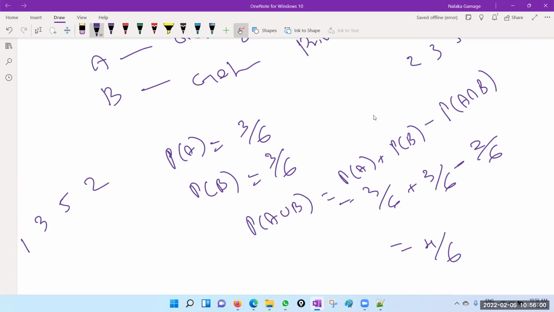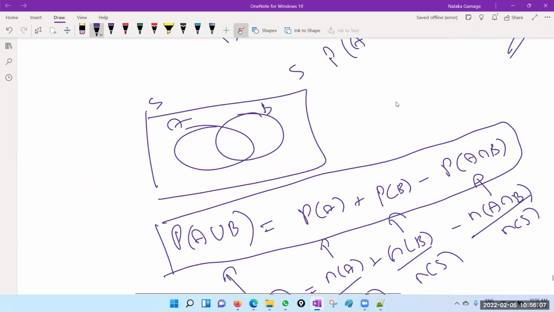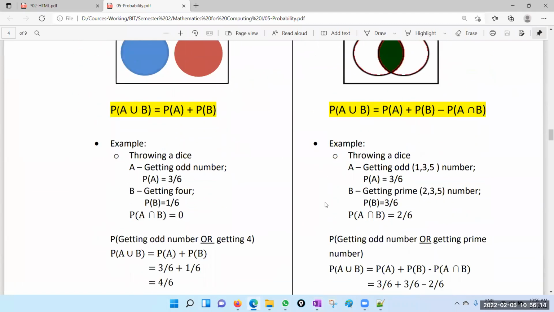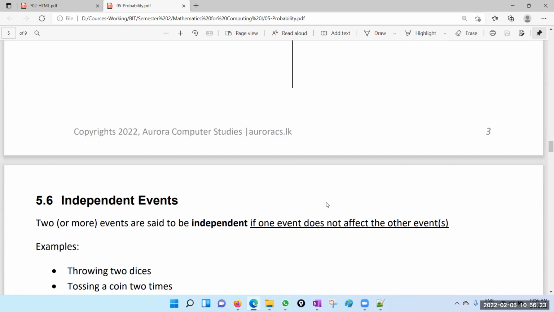And in this way also we get the same answer. Right. So that's how you understand the difference between mutually exclusive events and not mutually exclusive events. Okay. Right. Now we are moving to our next one. Topic: mutually exclusive events, independent events, conditional probability, and the Bayes theorem.